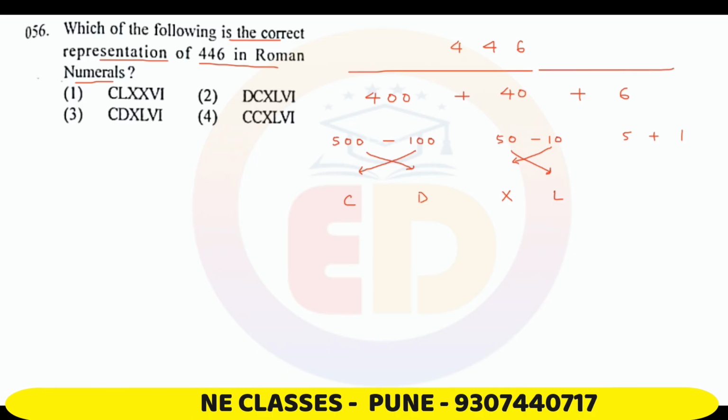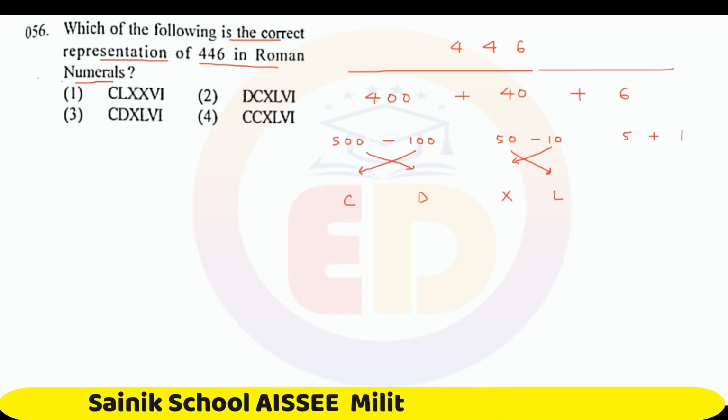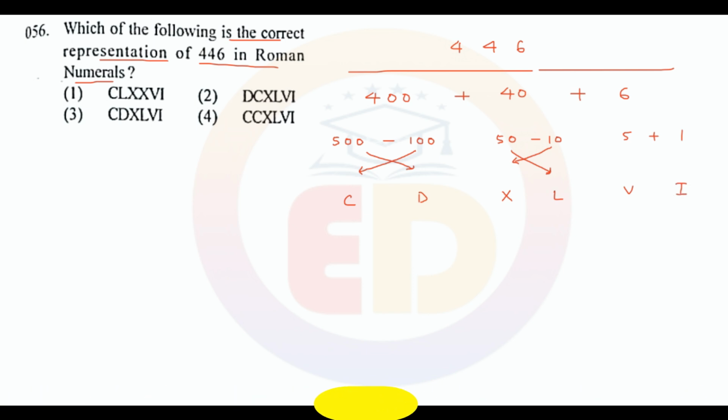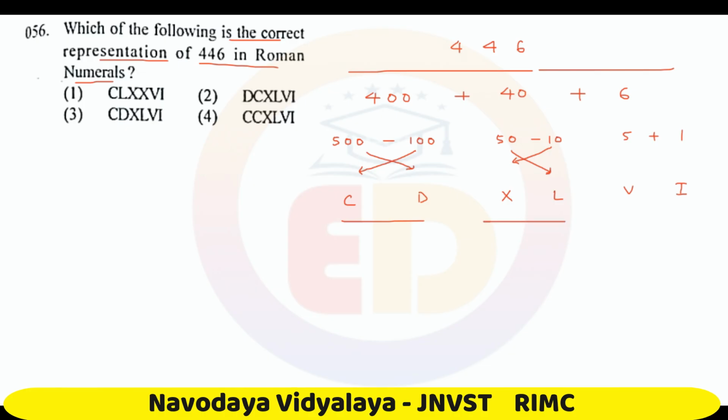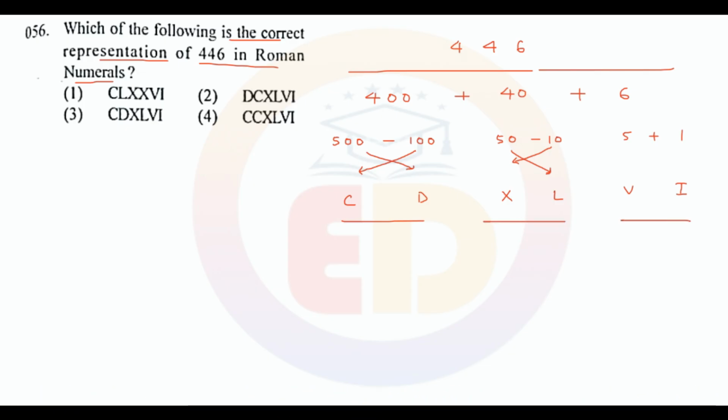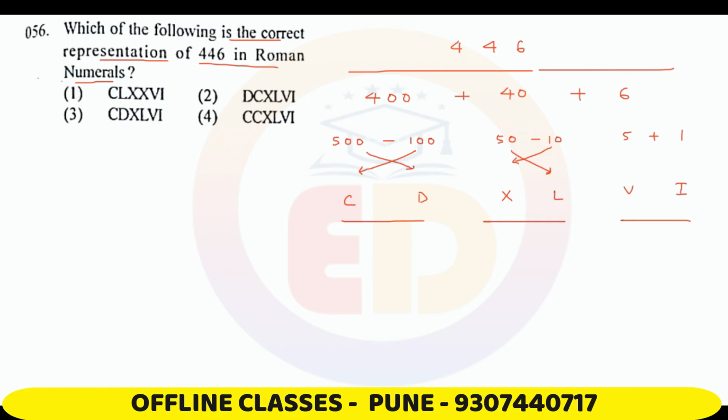5 plus 1, simple rule of addition. 5 is V, 1 is I. Answer is CD, XL, VI. Option number 3.